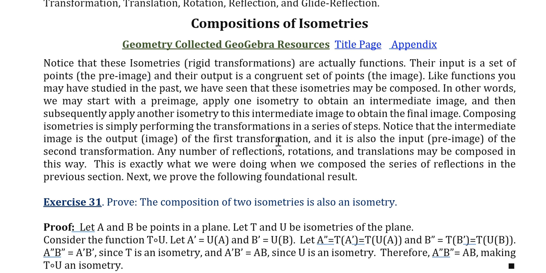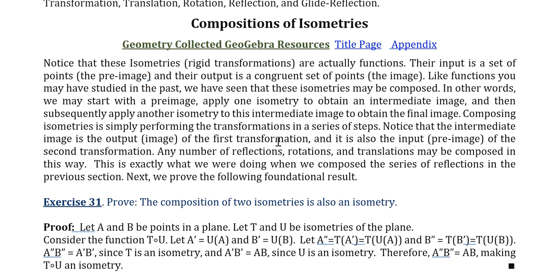And when composing functions, the image of one step becomes the preimage for the next step, or in other words, the output from one step becomes the input for the next. Notice that the intermediate image is the output image of the first transformation. It's also the input preimage of the second transformation. Any number of reflections, rotations, and translations may be composed in this way, not just two of them. This is exactly what we did when we composed a series of reflections in the previous section, where we put together up to three of those in sequence.